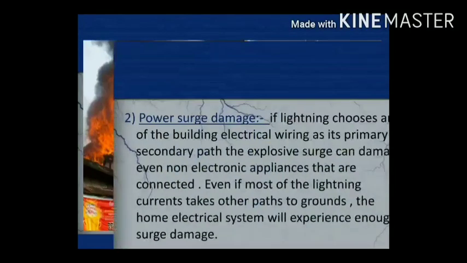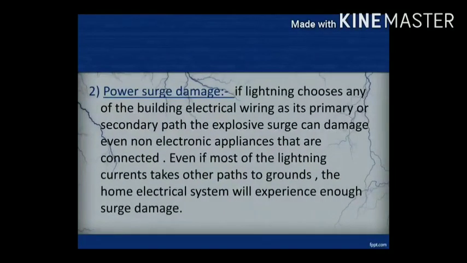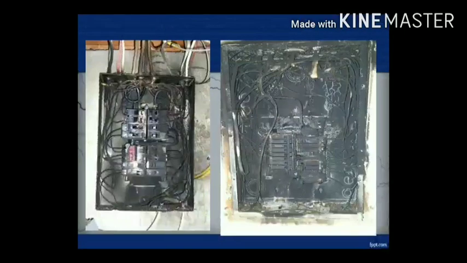Second one is power surge damage. If lightning chooses any of the building's electrical wiring as its primary or secondary path, the explosive surge can damage even non-electronic appliances that are connected. Even if most of the lightning current takes another path to ground, the home electrical system will experience enough surge damage. These are the images of power surge damage.